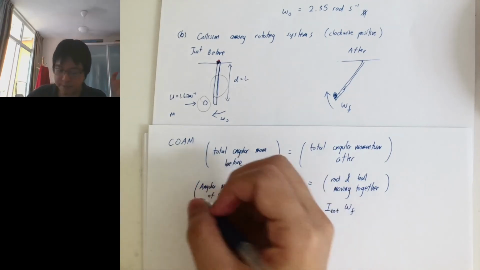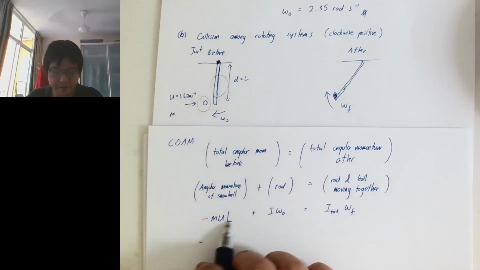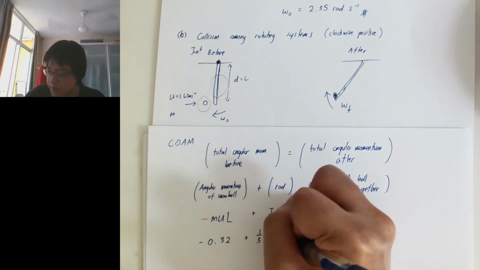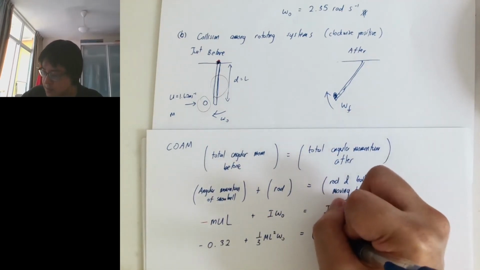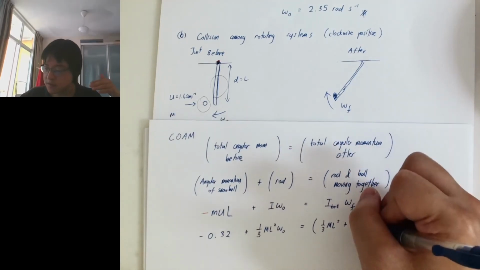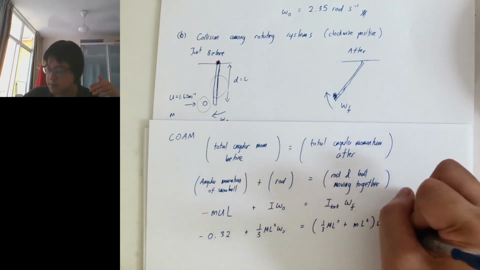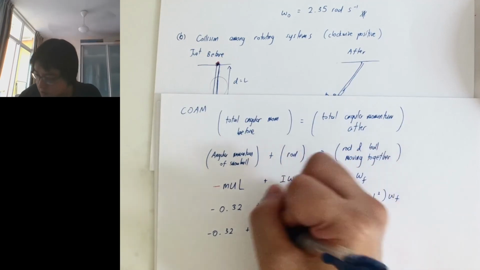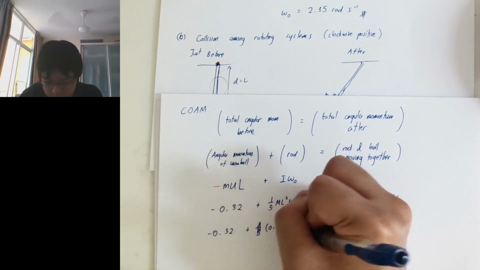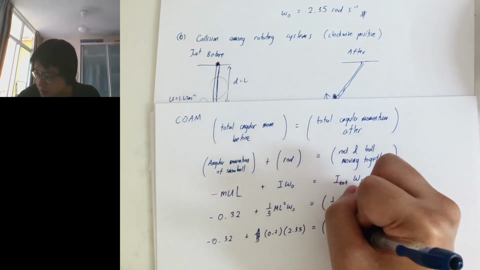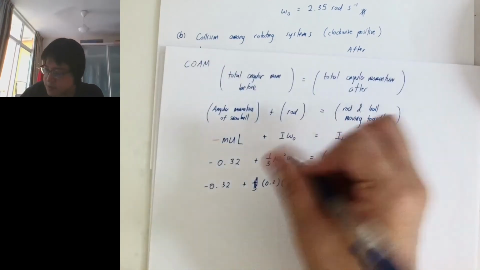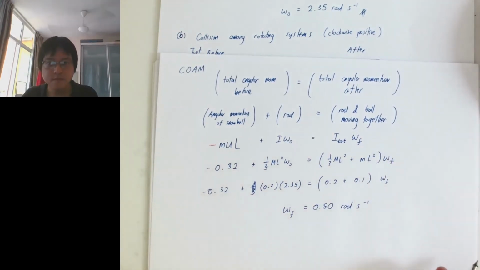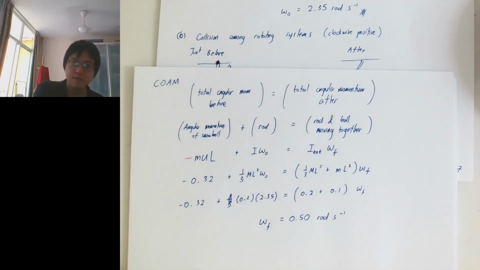So let's put in the numbers. M times U times L, all these three values are given. If you calculate everything together it is 0.32. And then the moment of inertia of the rod is 1/3 ml squared, times omega 0, and the moment of inertia of the snowball is mass times distance L squared. So 1/3 ml squared is going to be 0.2, and omega is 2.35, which we just calculated. And this is going to be 0.1 times omega final. So we can use this to calculate omega final, which is 0.50 radians per second. I forgot to put a negative sign.